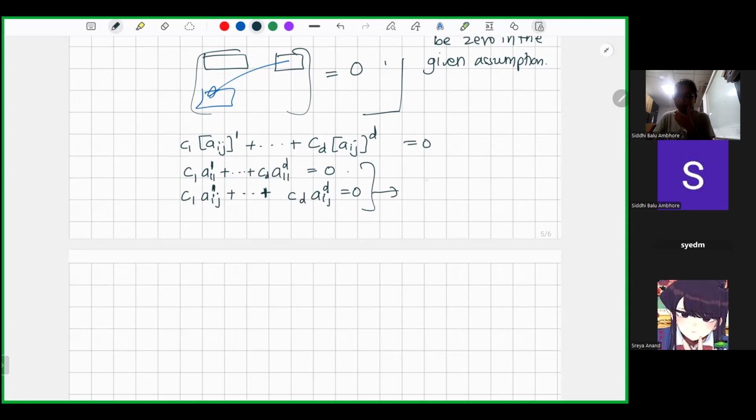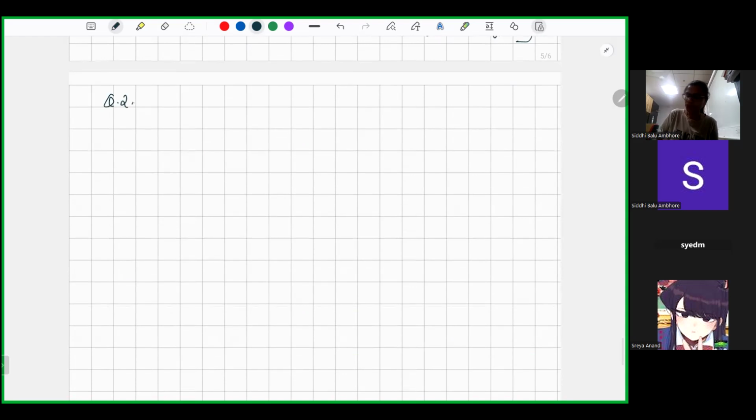In the transpose, this will be c1 a_ji^1 plus up to c_d a_ji^d will be 0, and the corresponding entries will be 0 if I look at it entry-wise, whatever it is. So this at the end will be 0. That's what I'm trying to say here. Sorry if that made you confused, but you can try this with a 2 by 2 matrix and you can understand that this is what is happening. Okay, so let us move to the next question now.